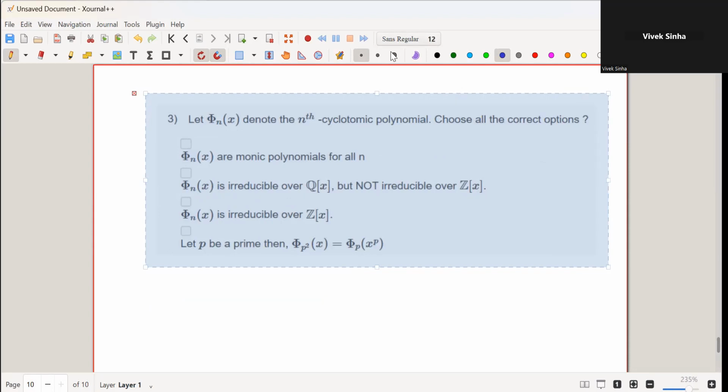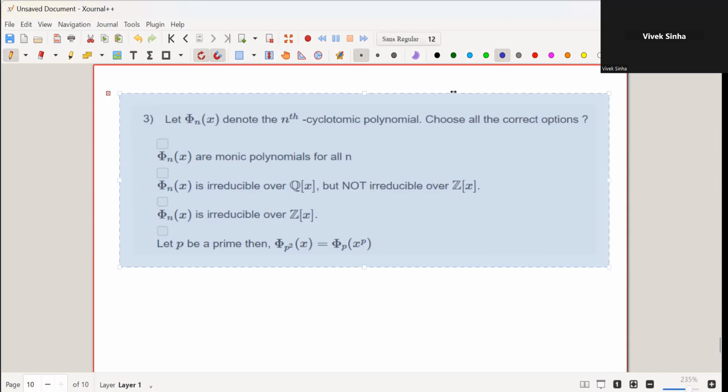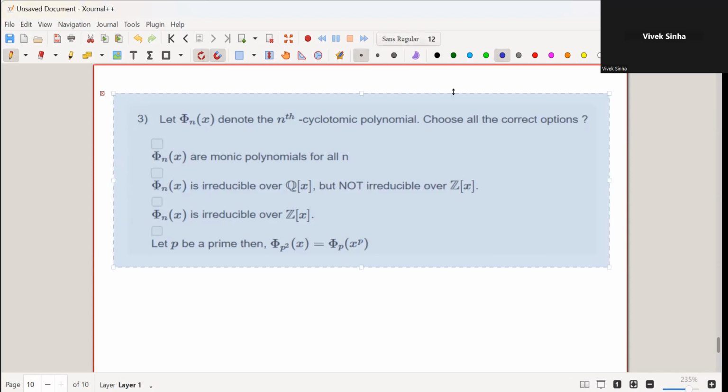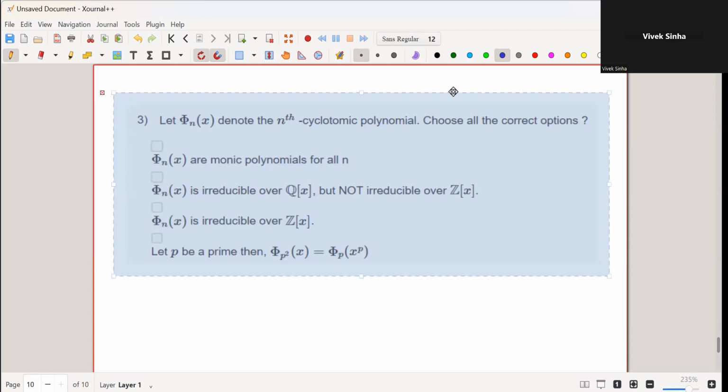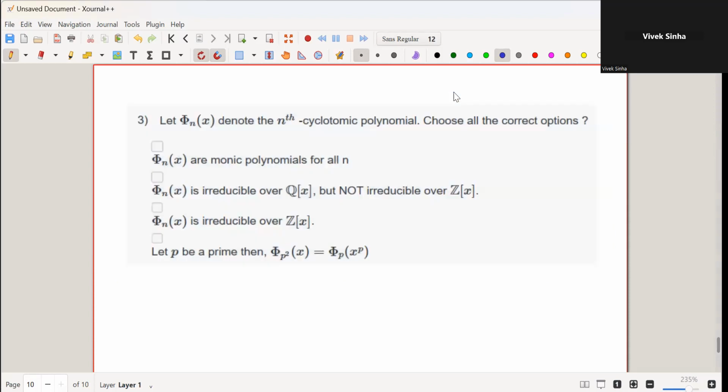Okay, so consider the third question now. It says phi n of x denote the nth cyclotomic polynomial. Choose all the correct options. Phi n of x are monic polynomials for all n.